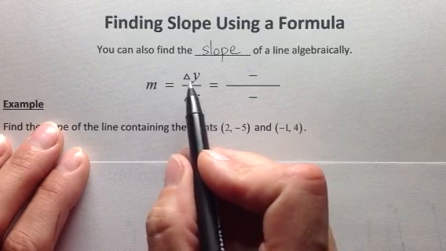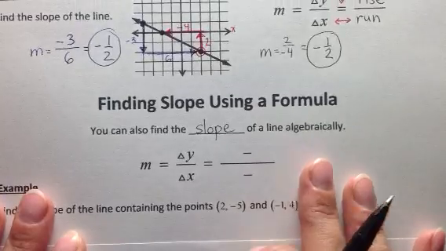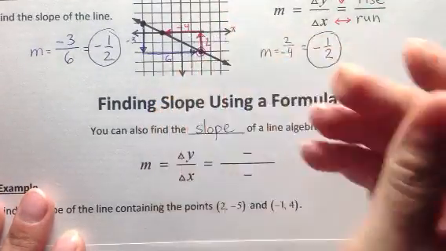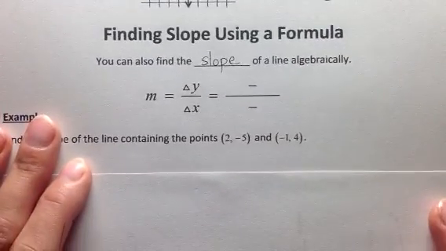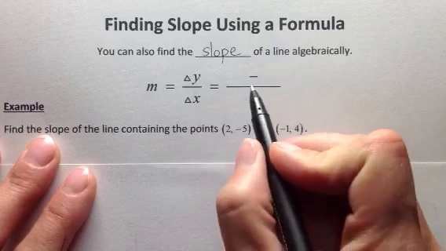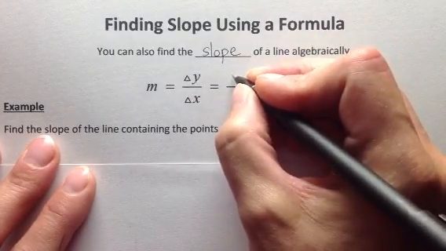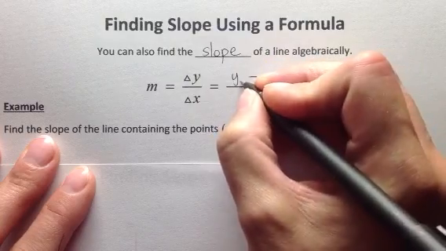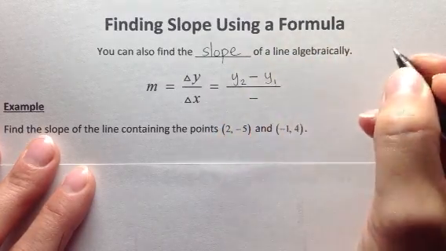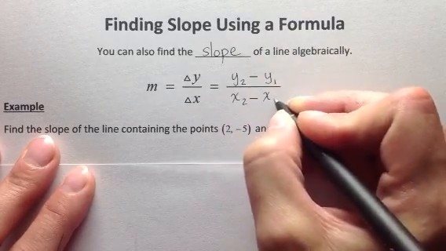Now when you're finding change in y, that's the distance. Remember, when we did it graphically, we were counting the vertical distance and the horizontal distance. Well, if you remember, in Unit 1 when we found the distance between 2 points, we subtracted them. So we're going to find the difference in our y-coordinates. A lot of books will put it this way: y2 minus y1 and x2 minus x1.